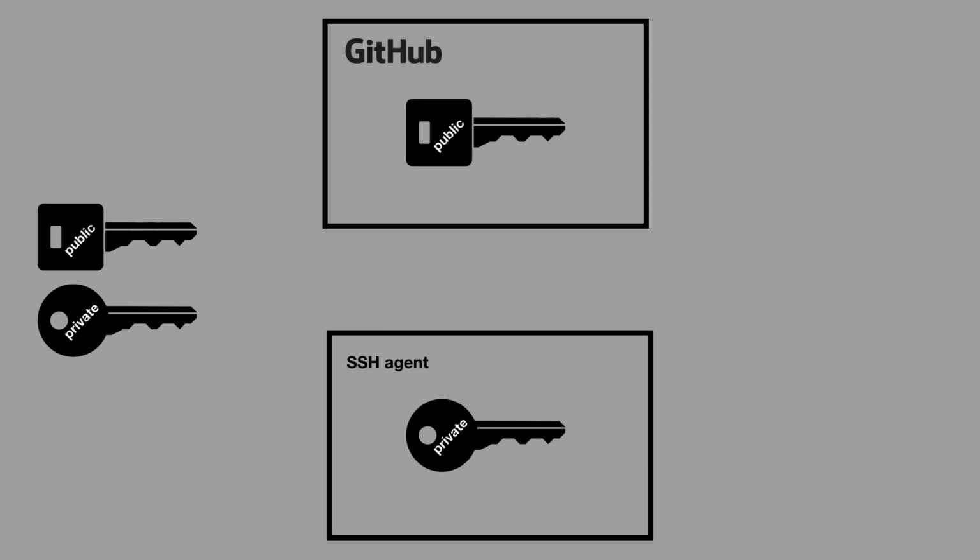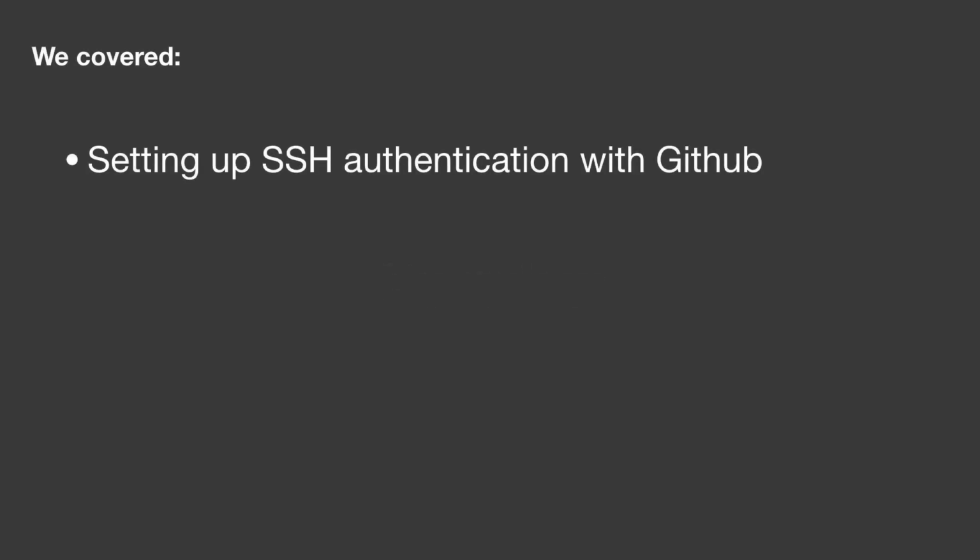So that was it for this lesson. Let's quickly overview. In this lesson, we covered how to set up SSH authentication with GitHub. From now on, you will no longer have to use your username and password every single time you want to connect to GitHub. That was it for this lesson. See you at the next one.